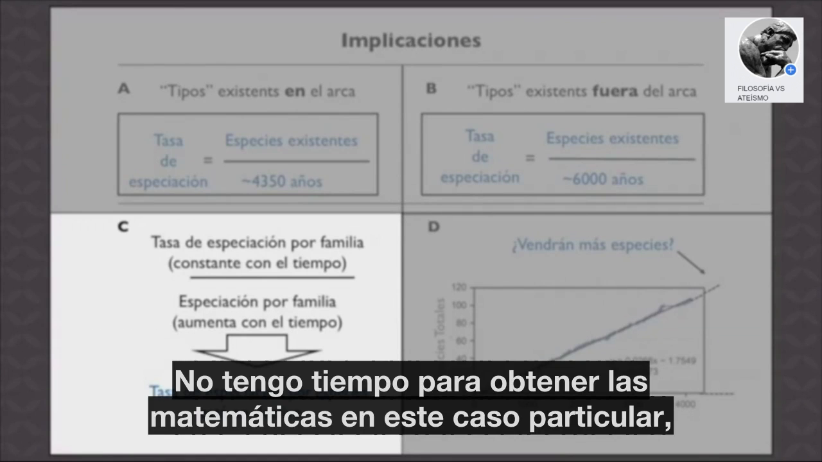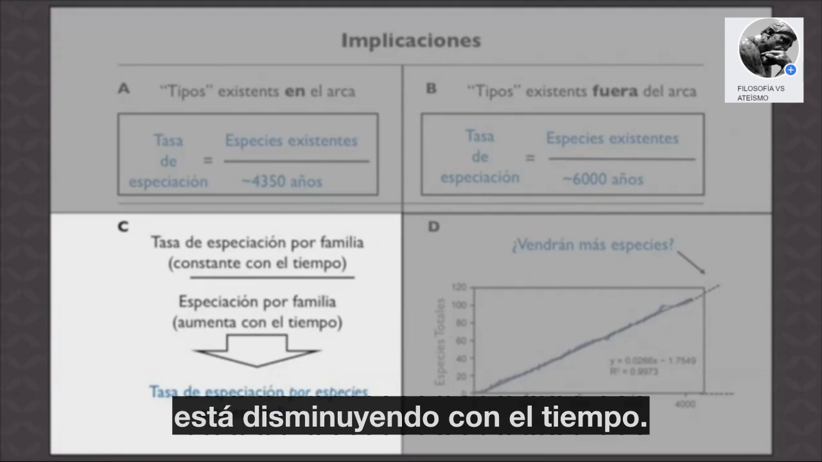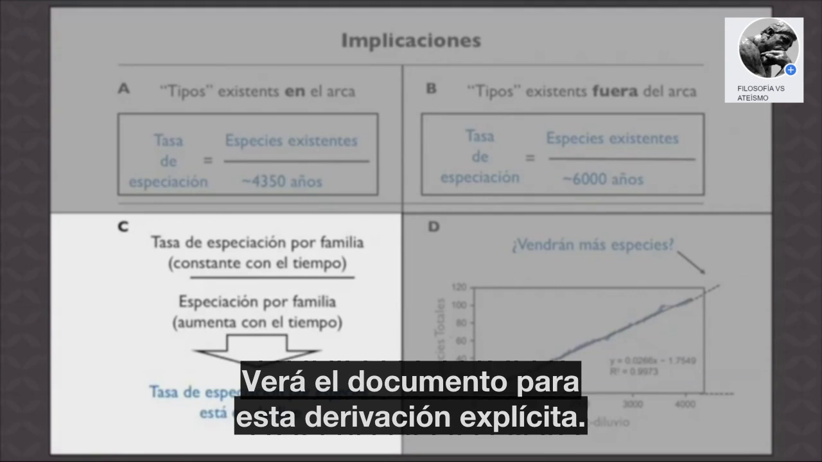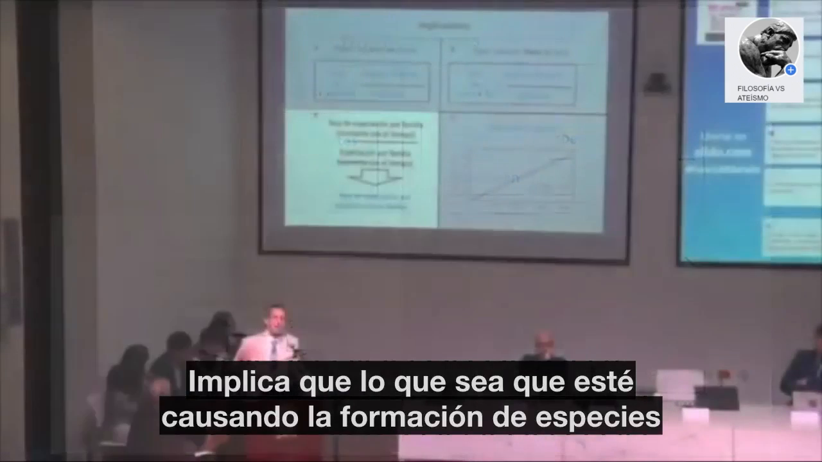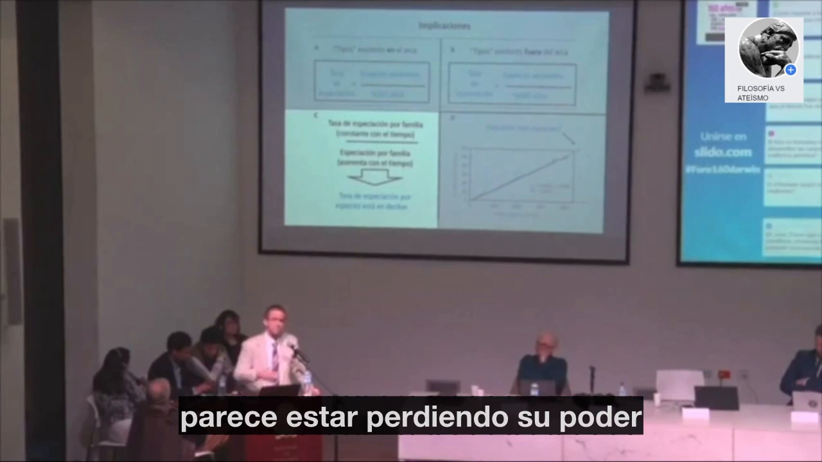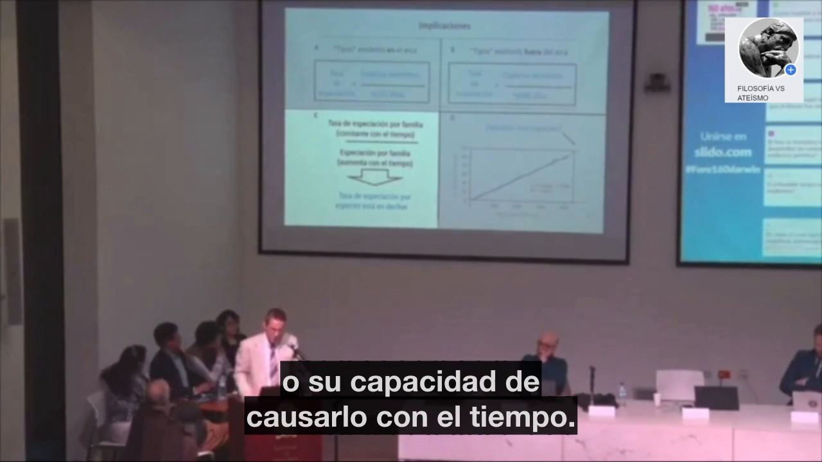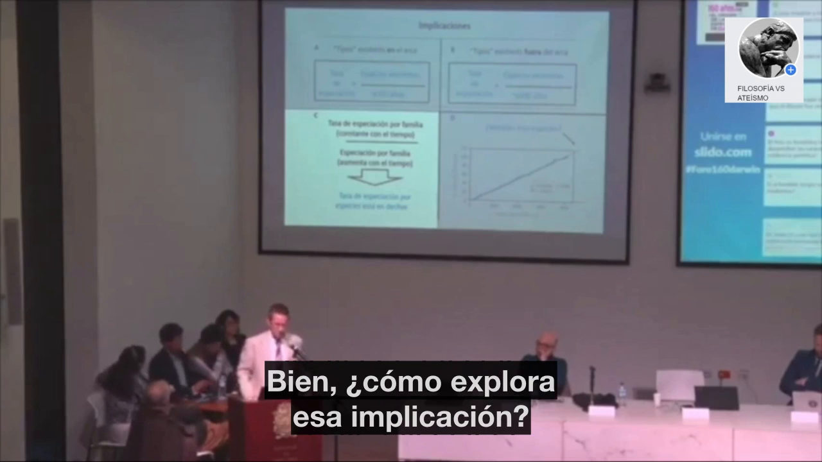I don't have time to derive the math in this particular case, but that linear rate implies that the rate of species formation per species is declining with time. Again, you'll have to see the paper for this explicit derivation. It implies that whatever is causing species to form seems to be losing its power or its ability to cause it with time. Okay, how do you explore that implication?